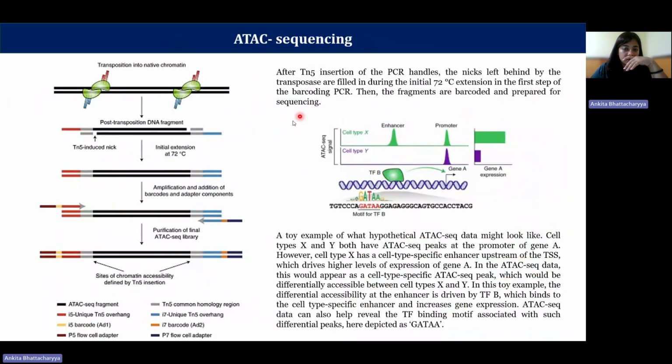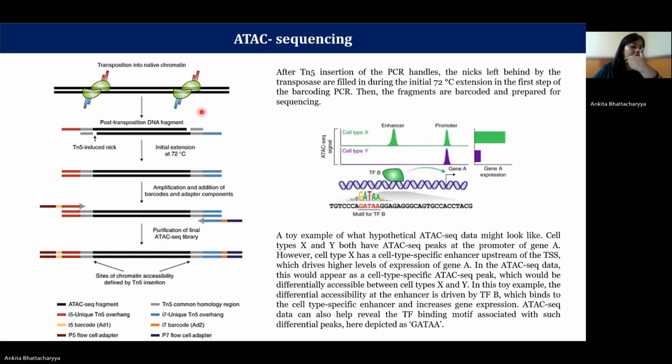Here you see transposition into native chromatin, and after transposition has been carried out, what you see on both ends of the region which is of your interest, the region which is accessible and the region which you want to identify, at the ends or boundaries of it, the transposase was able to bind and it was able to induce nicks, which means single-stranded cuts. And these are TN5 transposase induced. And after transposition, you can see the presence of these adapters, like we just mentioned.